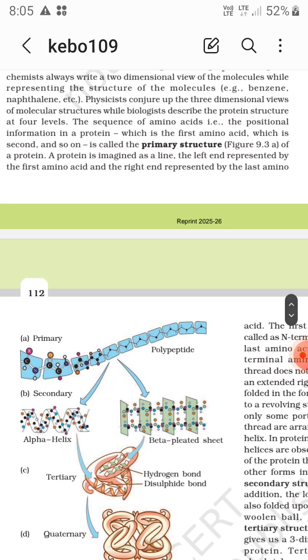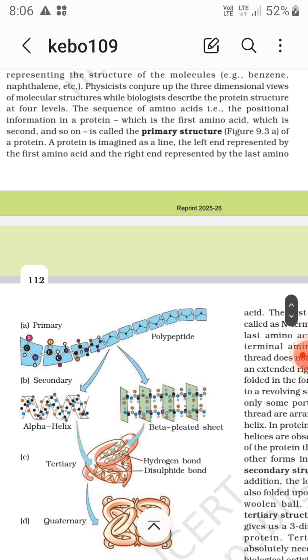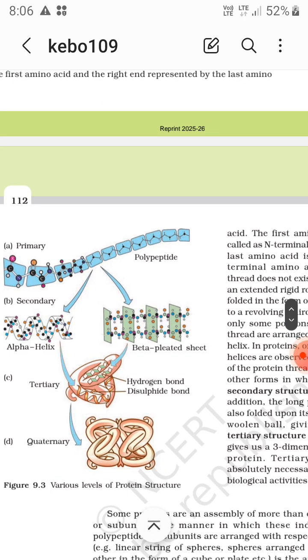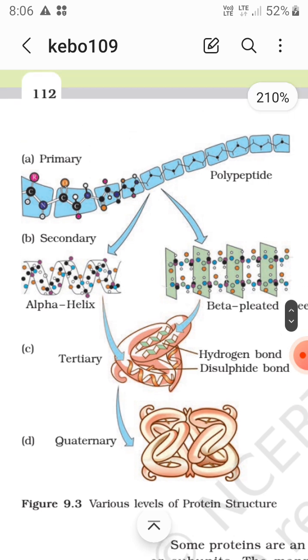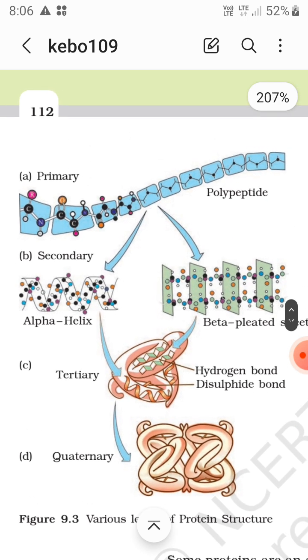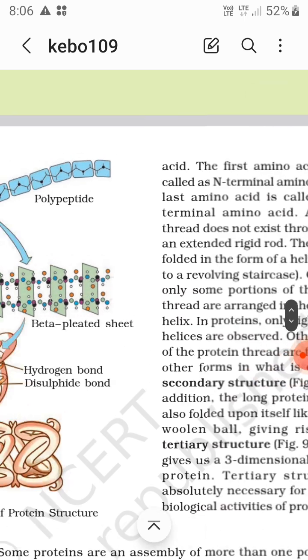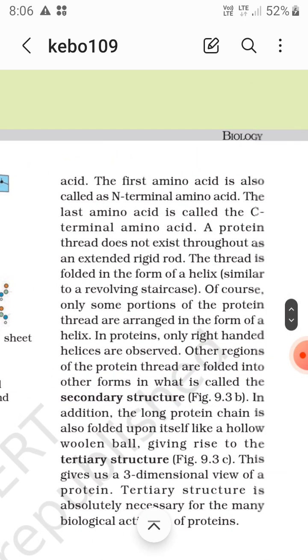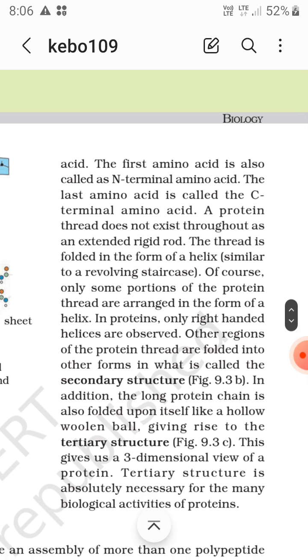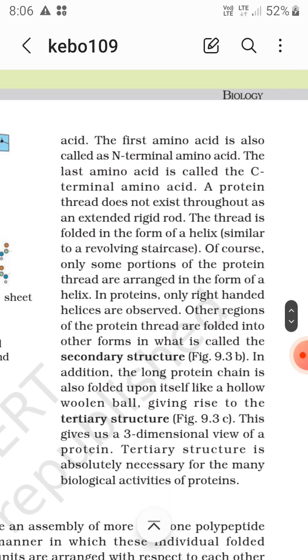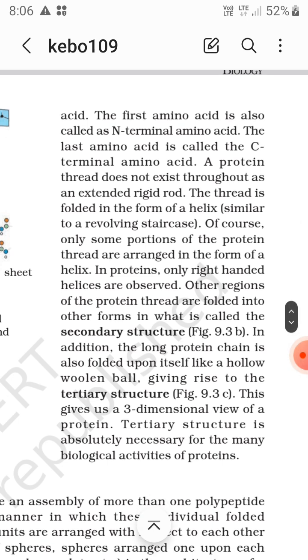So the primary structure of proteins gives the sequence of amino acids, that is the positional information in a protein. A protein is imagined as a line, the left end represented by the first amino acid and the right end represented by the last amino acid. As you can see in the first diagram, it is the primary structure of the protein. It is a polypeptide, it is just a line. The first amino acid is also called the N-terminal amino acid, and the last amino acid is called the C-terminal amino acid.